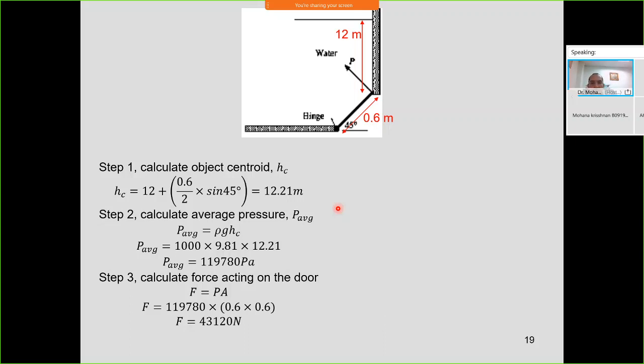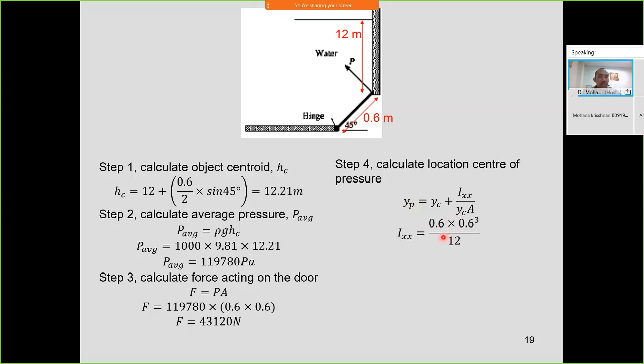Okay, next is the location of the center of pressure. Before, I usually use h_p equal to h_c plus I over h_c A. But for an incline, you need to use the easier one. It's easier for us because we can remember the difference between h_p and h_c. So y is for the incline length, and h is from the vertical. So y_p equals y_c plus I over y_c A. I equal to 0.6 to the power of 4 over 12.